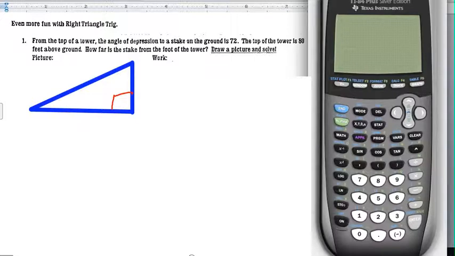From the top of a tower, the angle of depression to a stake on the ground is 72 degrees. So let's go ahead and circle that. We got a number here, and we know it's an angle. The top of the tower is 80 feet above the ground. That doesn't sound like an angle, that sounds like a side, so let's make that a different color. How far is the stake from the foot of the tower? Show your work. And this last thing is going to be our question. How far is, that's going to be our x.